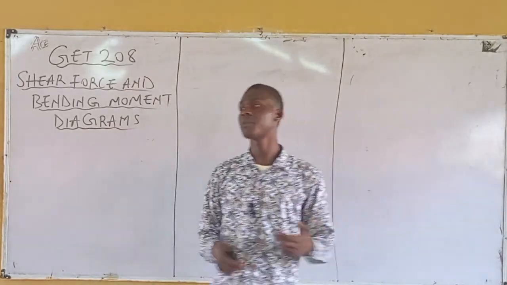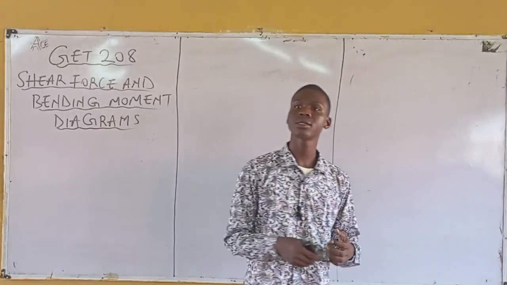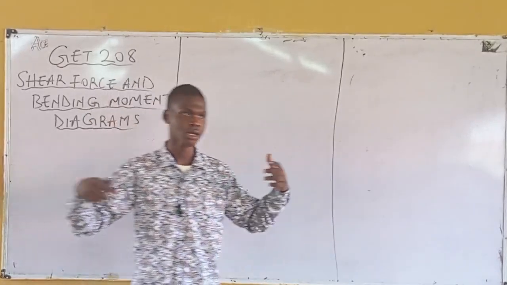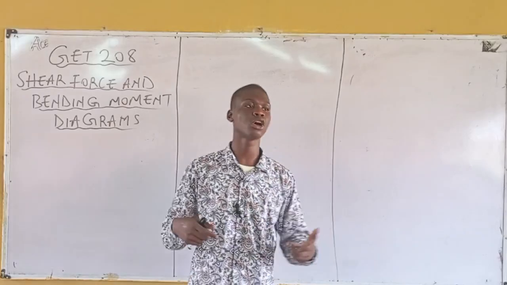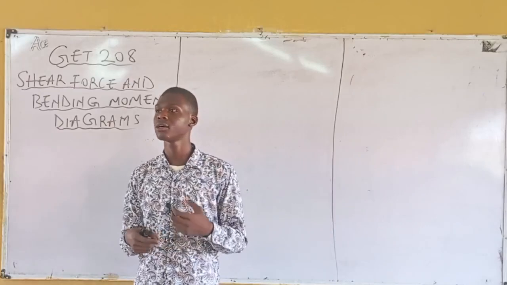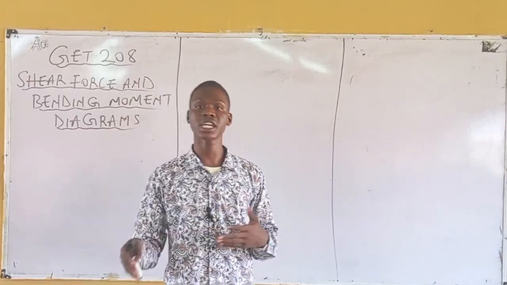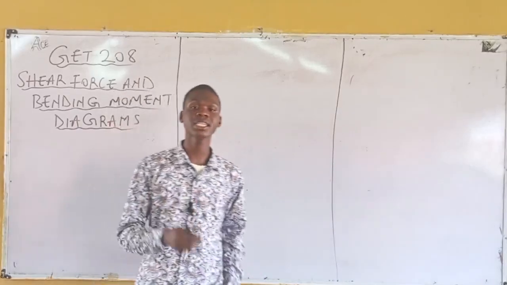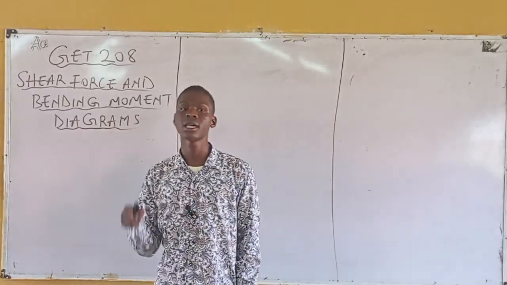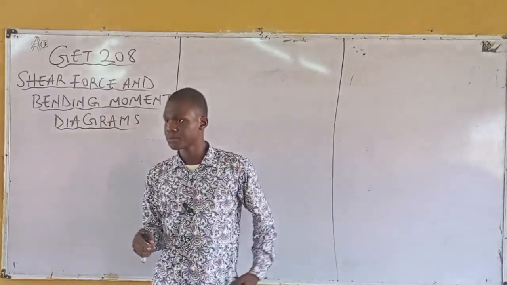What is bending moment? By definition, bending moment simply means the algebraic sum of moment at any section of the beam, either to the left or to the right. Are we together? Yes, sir.